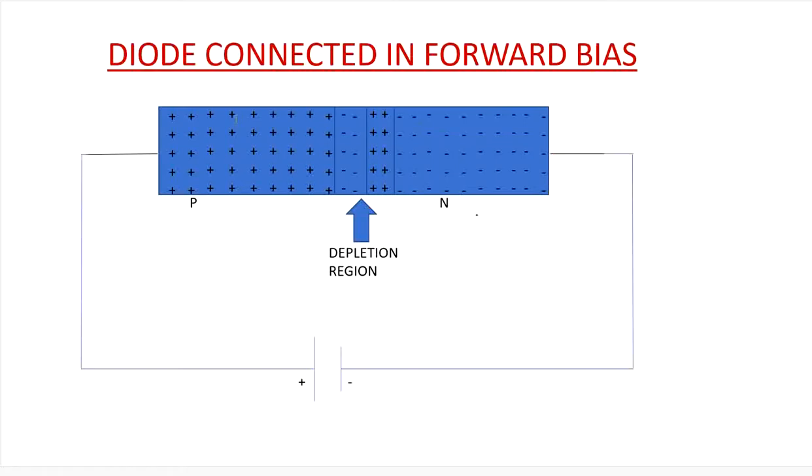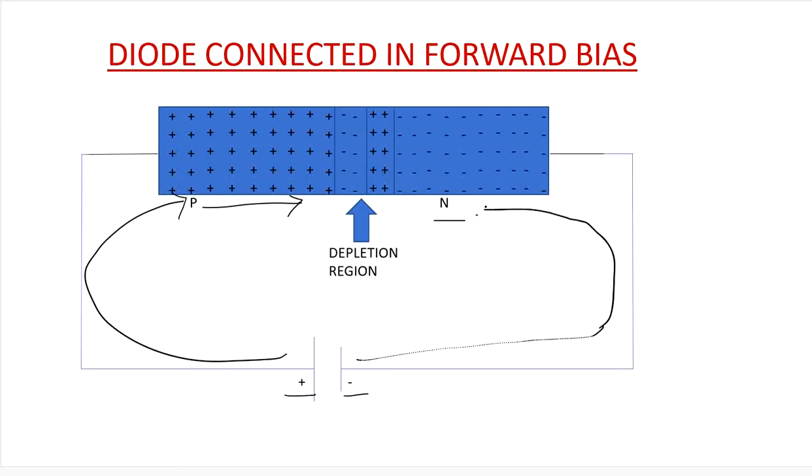When we connect the diode in forward bias, that is the p-type semiconductor is connected to the positive terminal of the voltage source and the n-type semiconductor is connected to the negative terminal of the voltage source, then this positive terminal will repel the positive charge carriers of the p-type semiconductor and push them in this direction, whereas this negative terminal of the voltage source will repel the negative charges of the n-type semiconductor and push them in this direction.